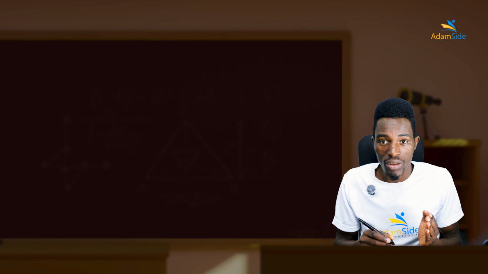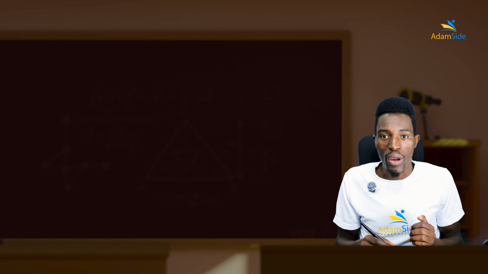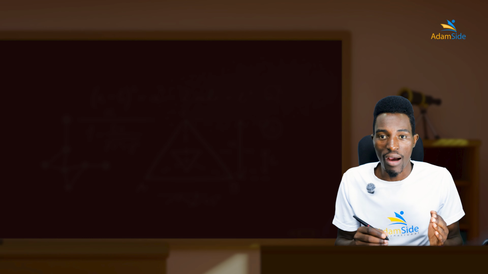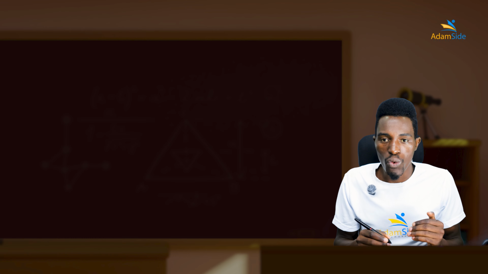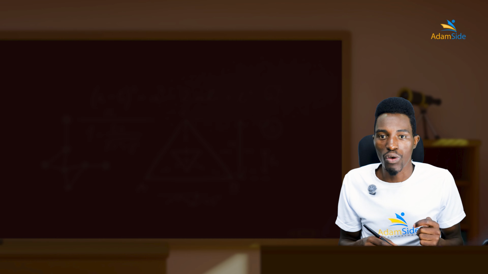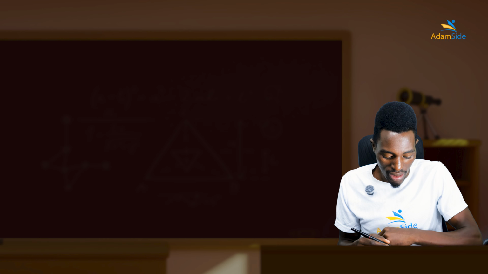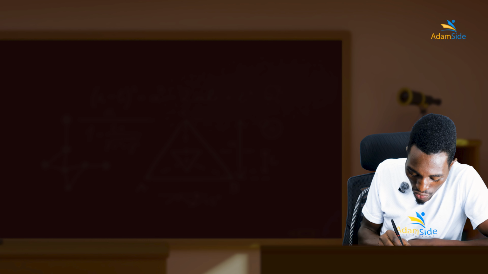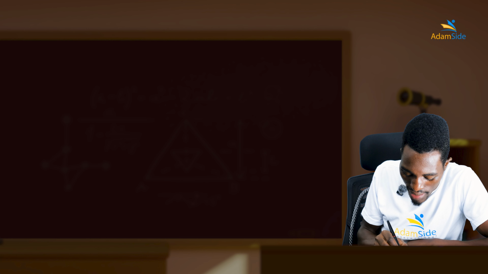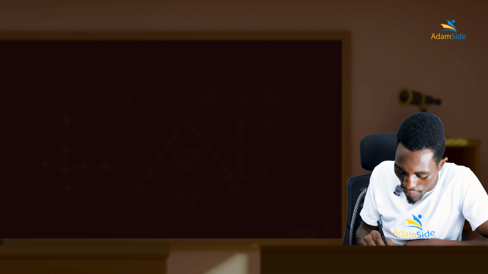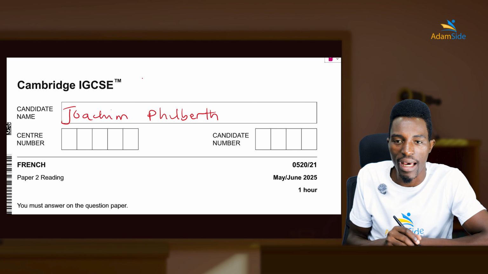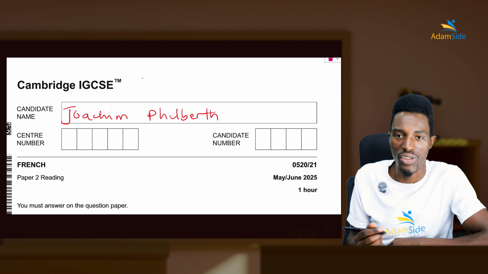Before I go on to the questions, we have to know the main things we have to consider before we do our paper. The first thing is the candidate name. You have to start by writing the candidate name. For instance, I will write Joachim Philbert. After writing my name, I will write the center number. This center number will be given at school.